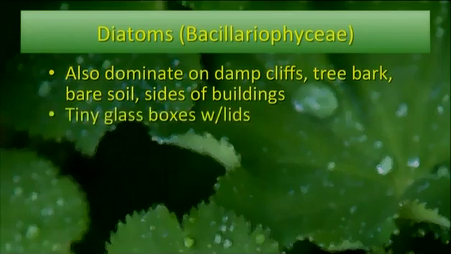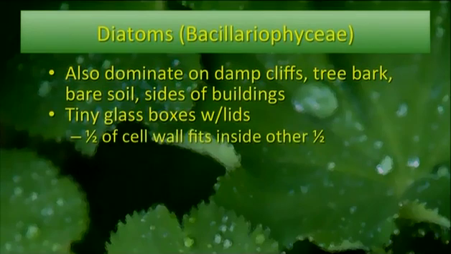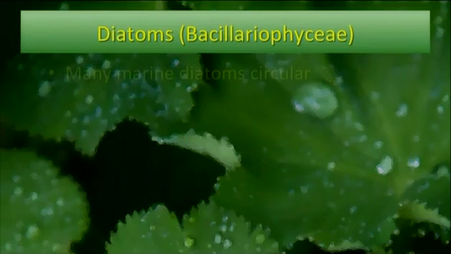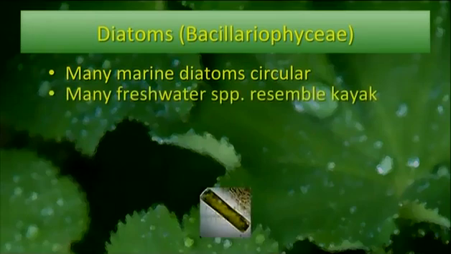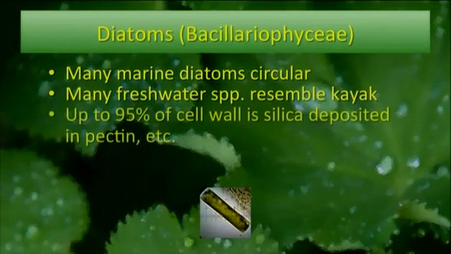They're like tiny glass boxes with lids. They're single-celled algae. Okay. So about half of the cell wall will fit into the other half, okay? So many marine diatoms are circular in their shape. They're like tiny little circular glass boxes, okay? So lots of freshwater species resemble a kayak, okay? So up to 95% of the wall is silica, and that's like glass, yeah?